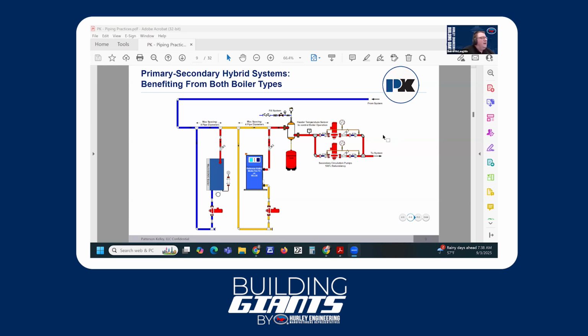Before we talk about exactly how the system's laid out, let's talk about some of the rules of engagement for hybrid systems like this. Anytime we're doing a hybrid system and we're going to have a condensing and a non-condensing piece of equipment, we've got to have the condensing boiler upstream of the non-condensing boiler. Okay, that's rule number one.